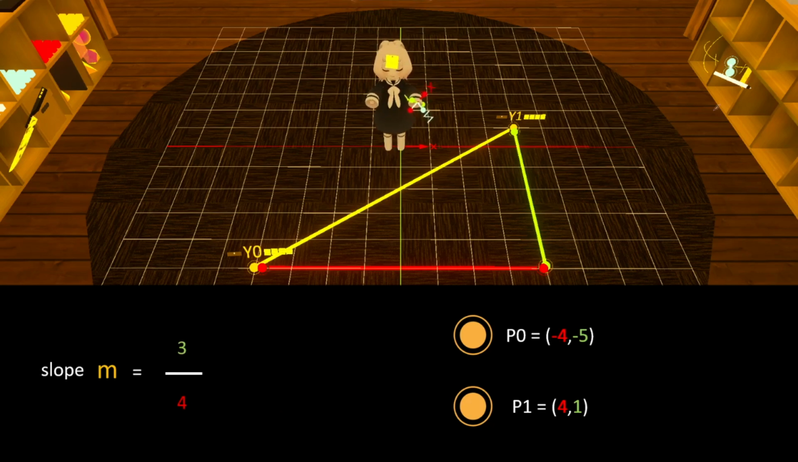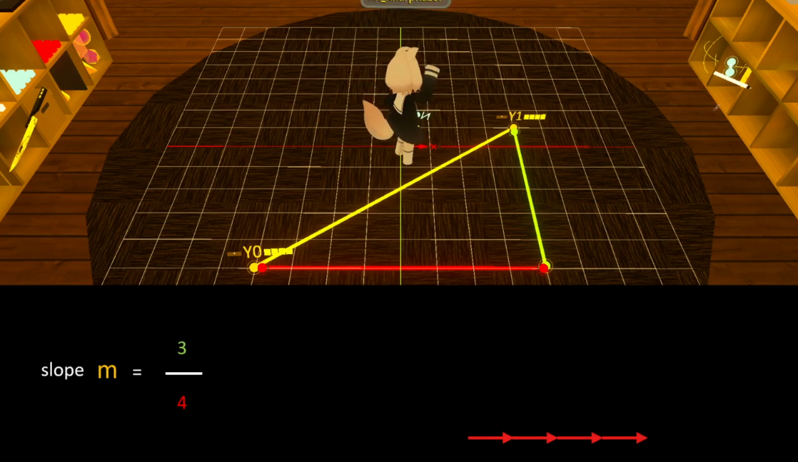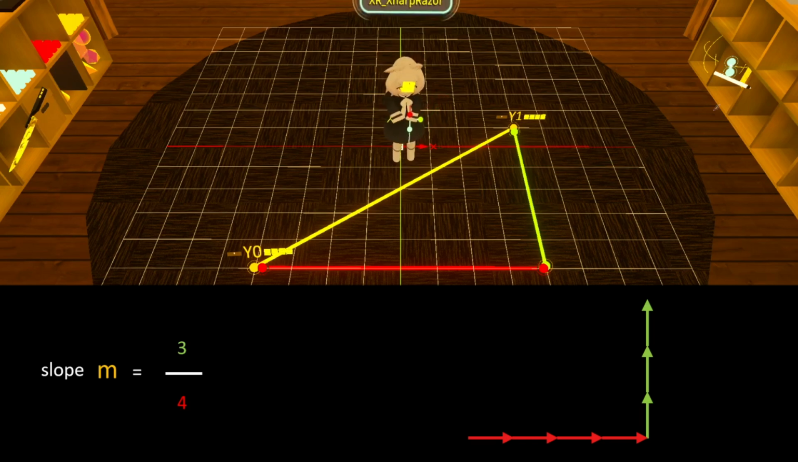So perfect. What does it mean? 3 over 4, you can interpret as something like, for every 4 steps in the x direction, you have to move upwards in y by 3 units. So that's basically the idea of slope. It's like telling you for how many units you go along the x, you need to go how many units up or down along the y-axis in this case. So that's the slope. Alright, but what about the y-intercept?